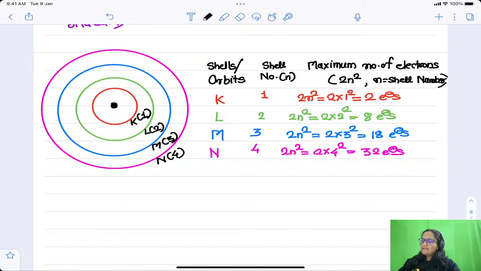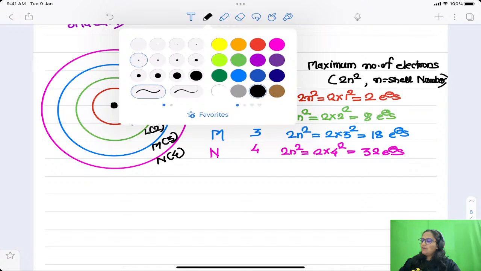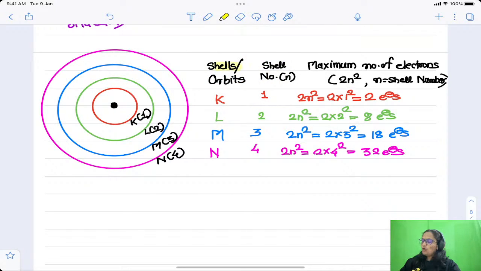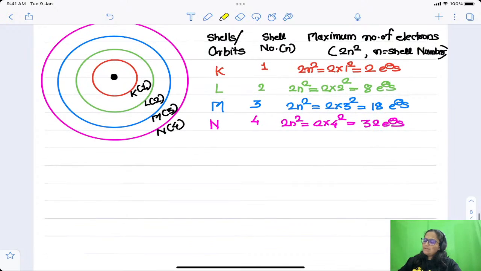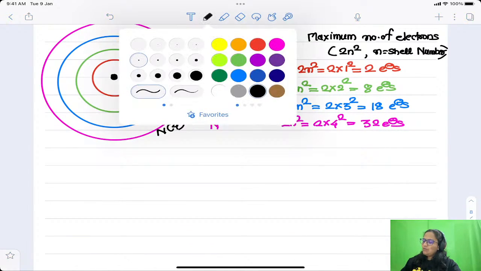Okay, now the next concept we are going to discuss. If we consider these shells or orbits as homes, like K is one type of home, L is one type of home, M is another, N is another, then according to their sizes, we will have different sizes of homes here, right? That part I am going to tell you now.